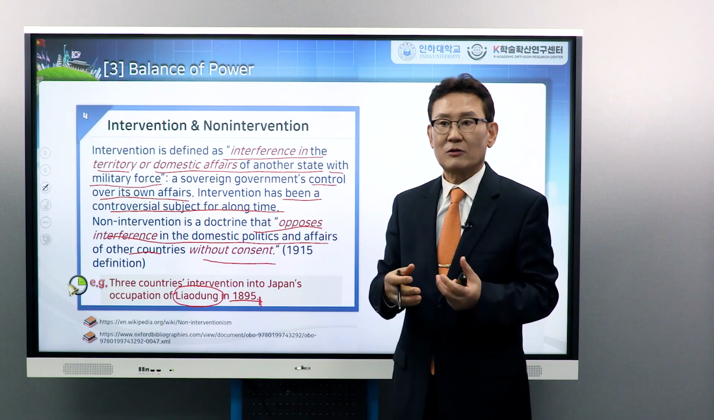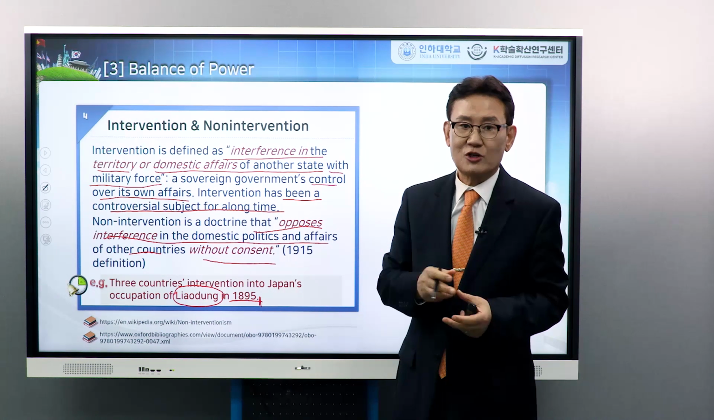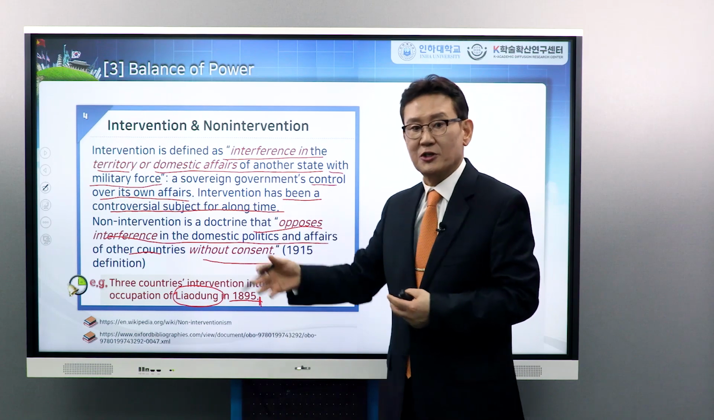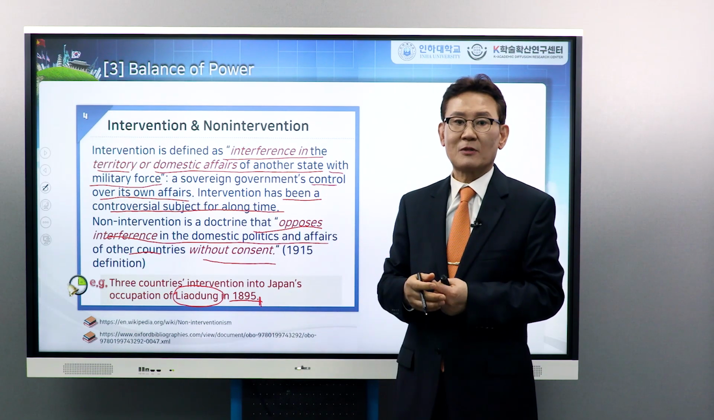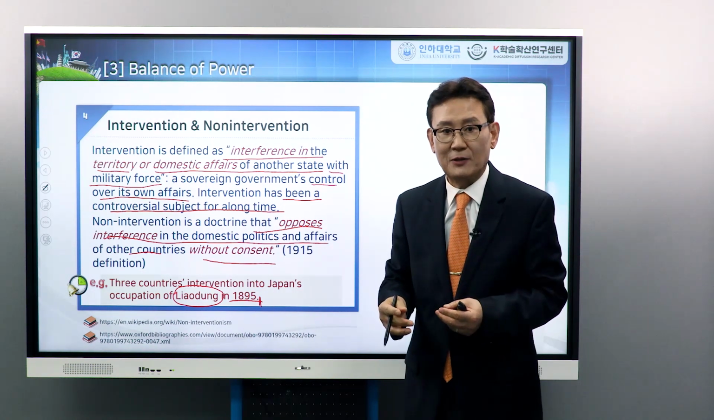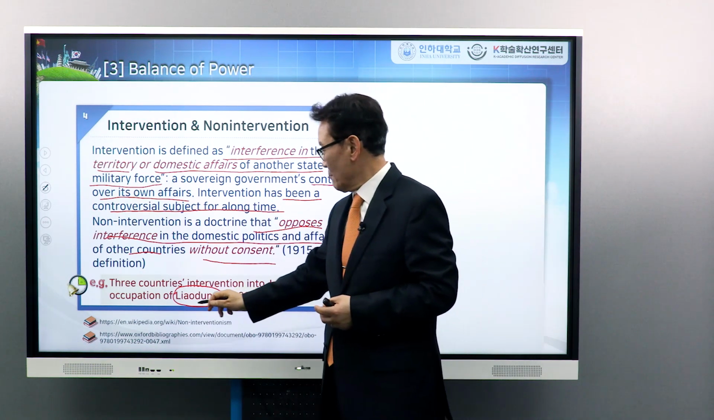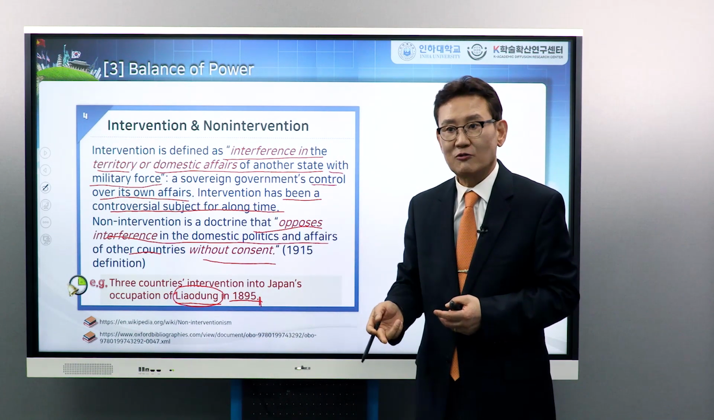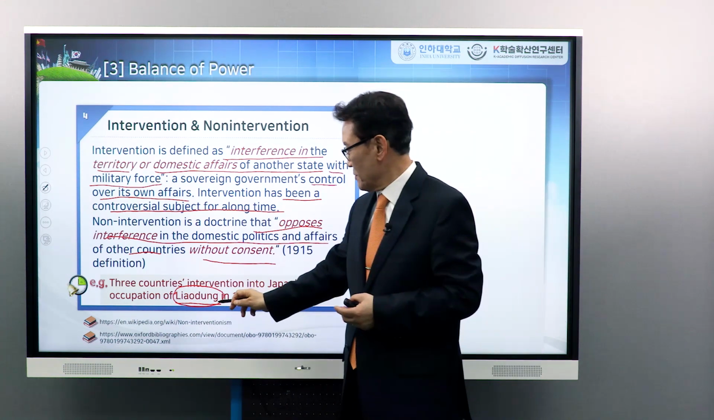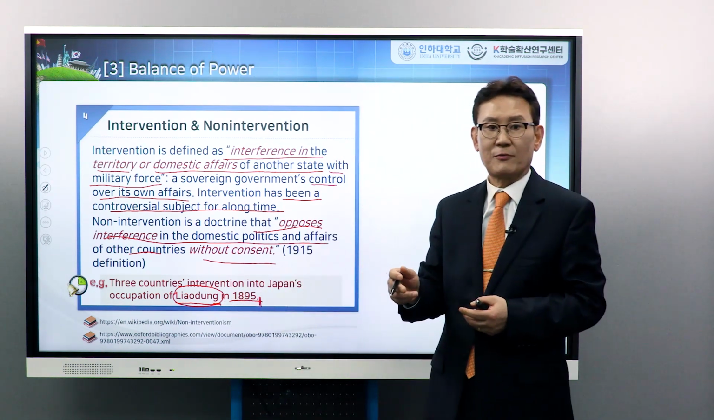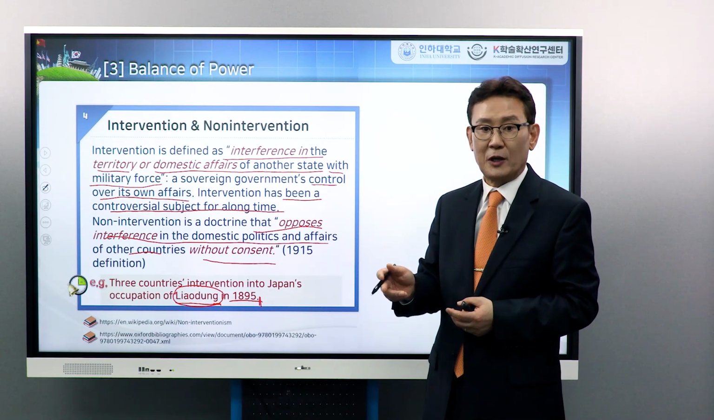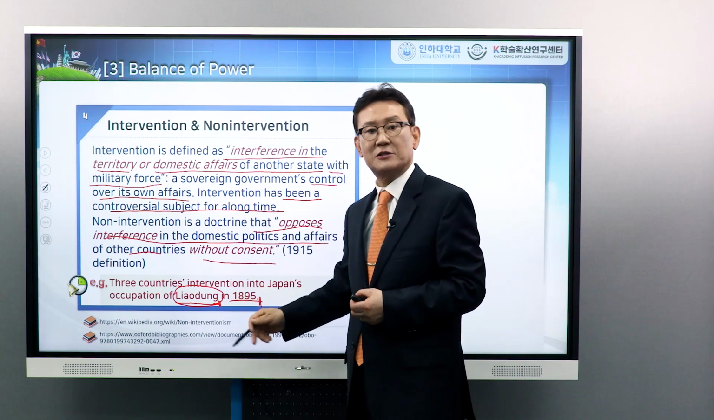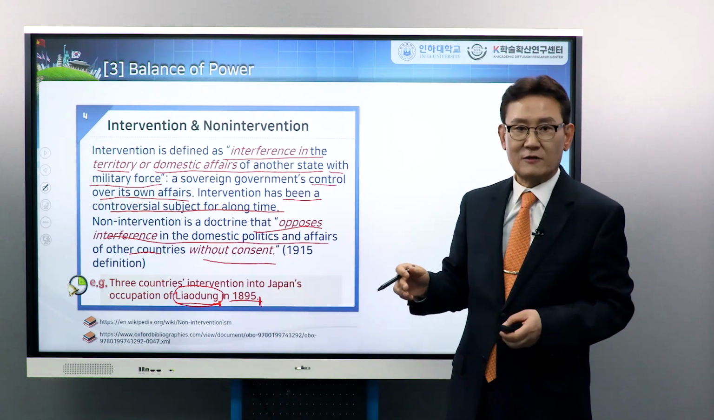In those days, three countries of Europe, Russia, Germany, and France, were watching Chinese politics very carefully, but they did not like the idea of Japan owning the Liaodong Peninsula. So those three countries intervened in the Japanese occupation of Liaodong and exerted pressure. And finally, Japan gave up the Liaodong province. That's the East Asian example of intervention.